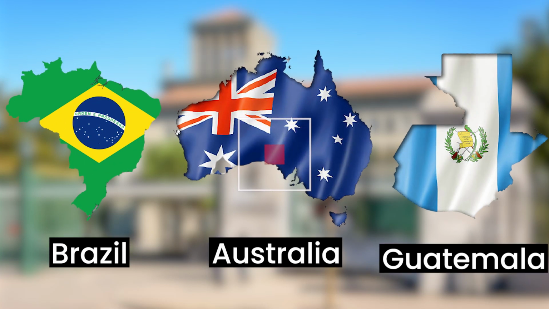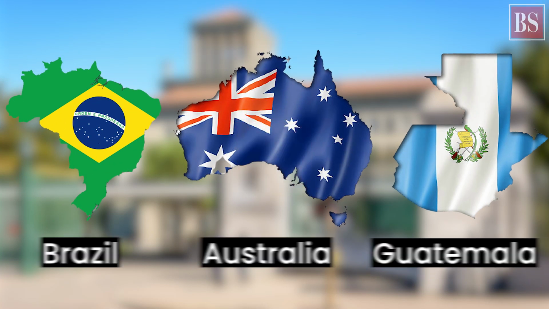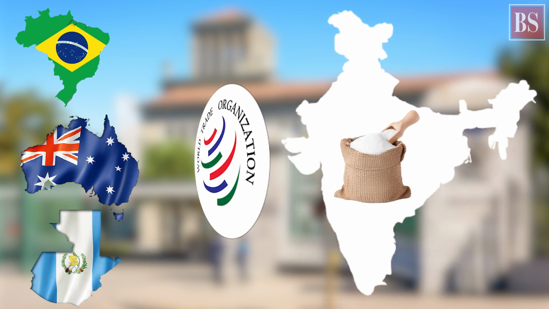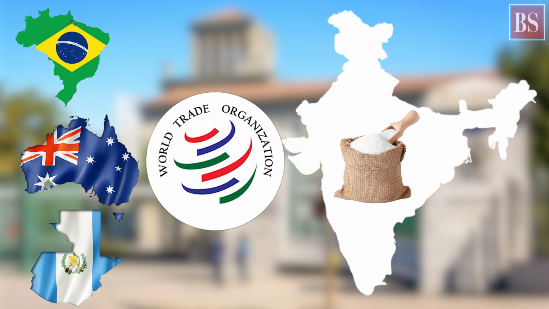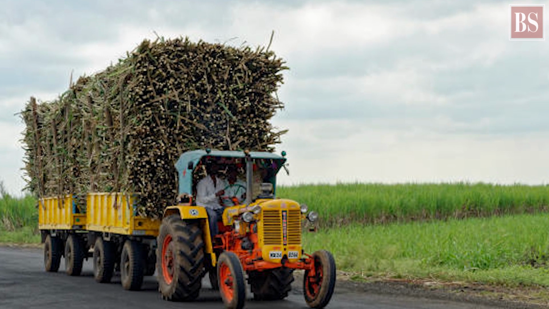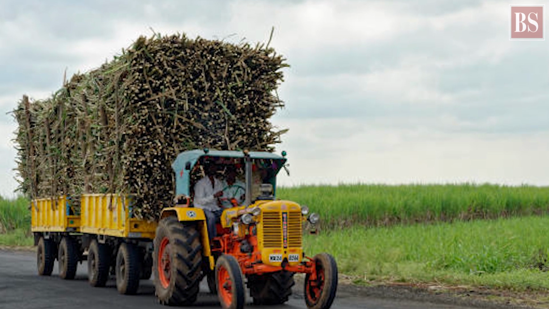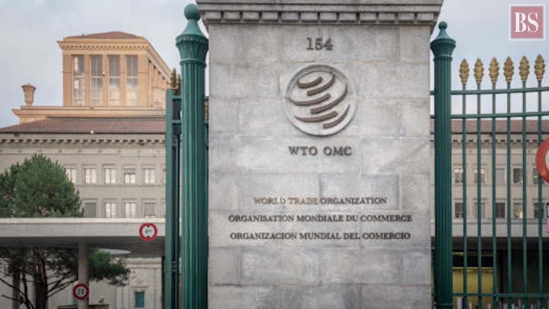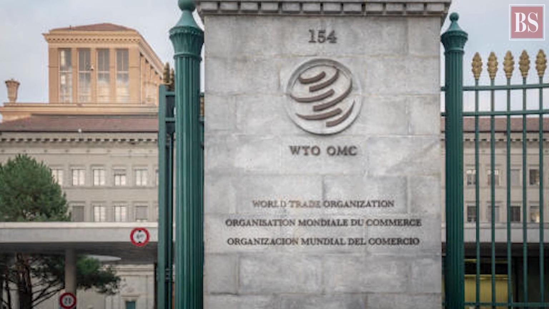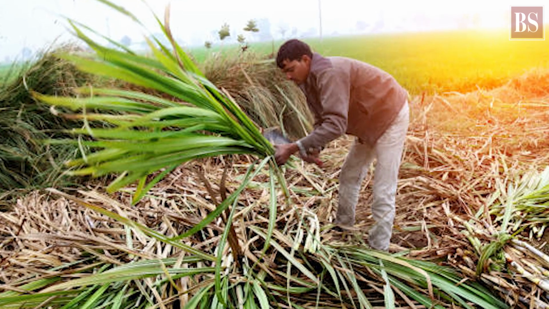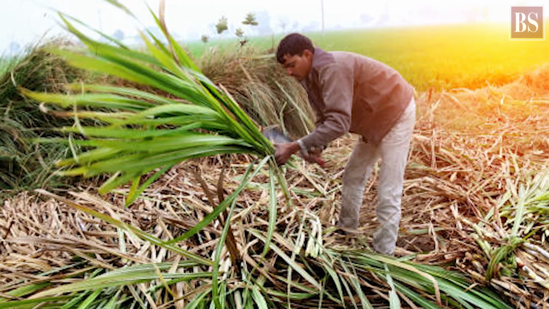Ruling in favor of Brazil, Australia, and Guatemala, which were locked in a dispute with India over its sugar subsidies, the WTO last month said that New Delhi's domestic support measures for sugar and sugarcane were inconsistent with global trade norms. India has now appealed to the WTO's appellate body, claiming that the ruling has made erroneous findings about domestic schemes to support sugarcane producers and exports.